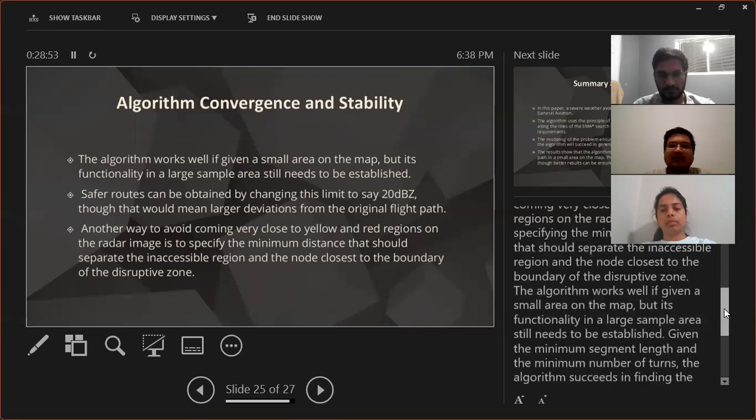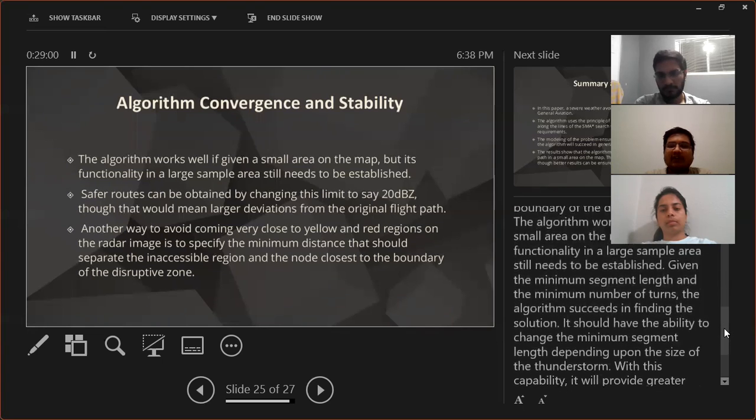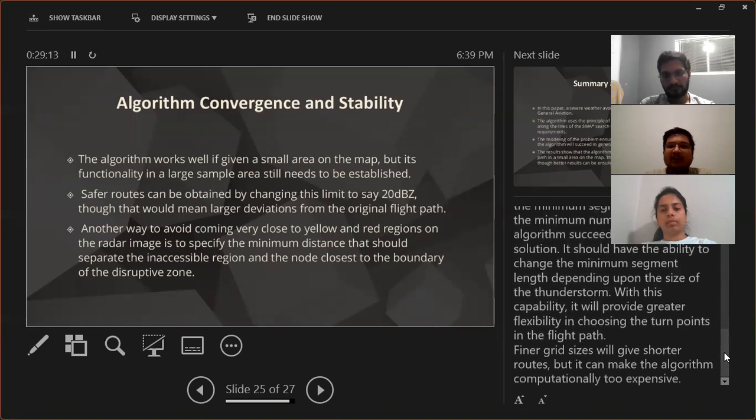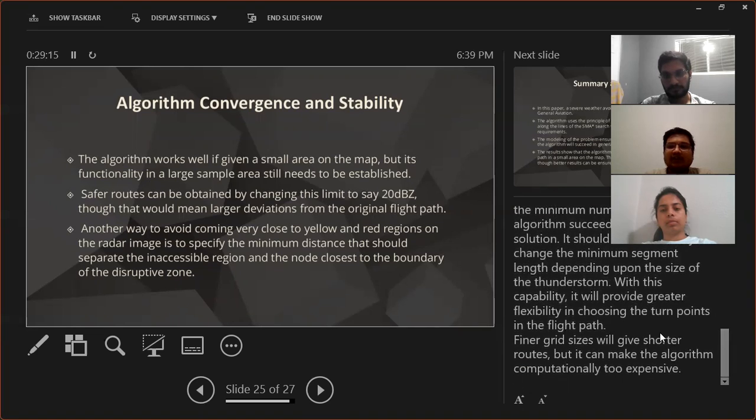The algorithm works well for a given small area on the map, but its functionality in larger sample areas still needs to be established. Given the minimum segment length and minimum number of turns, the algorithm succeeds in finding the solution. It should have the ability to change the minimum segment length depending upon the size of the thunderstorm. With this capability, it will provide greater flexibility in choosing the turn points in the flight path. Finer grid sizes will give shorter routes, but can make the algorithm computationally too expensive.